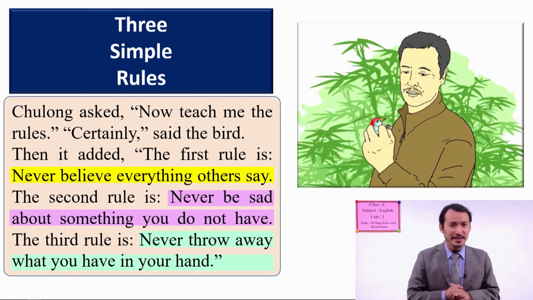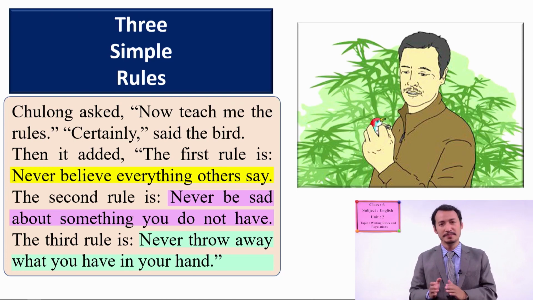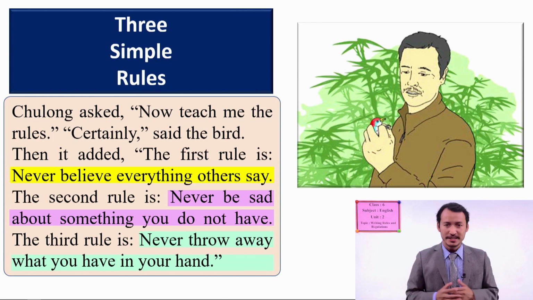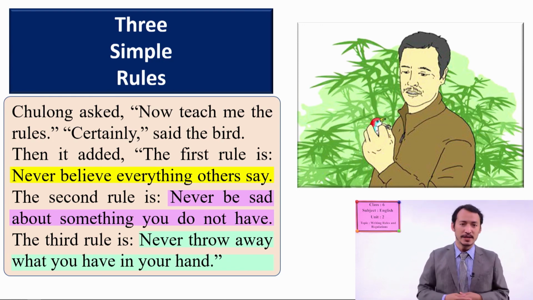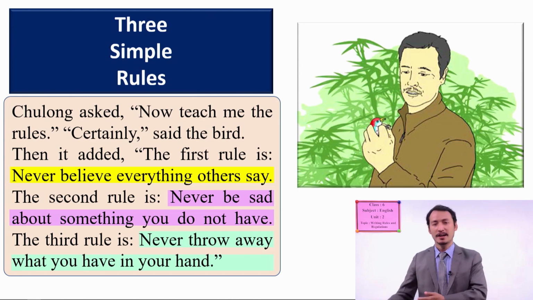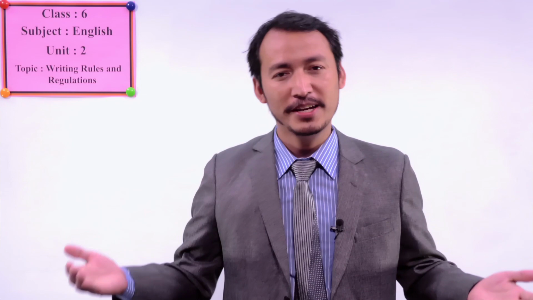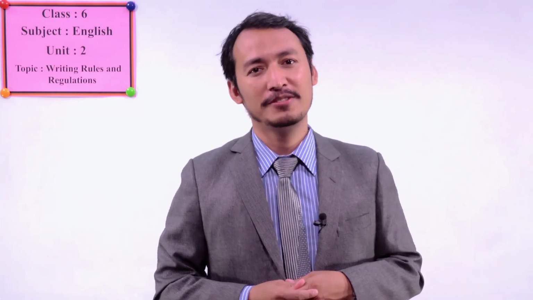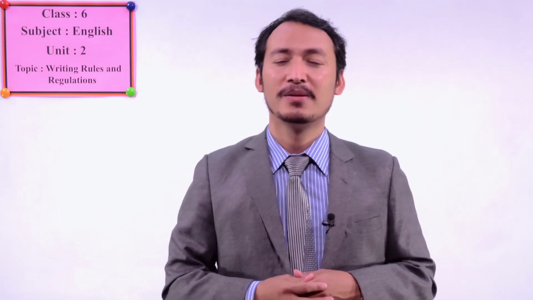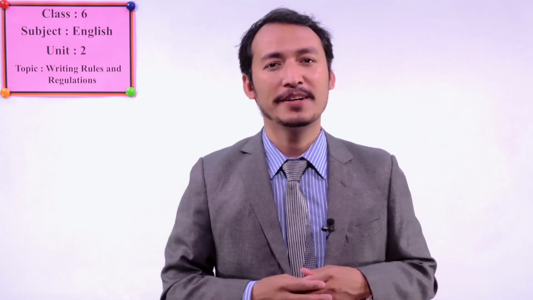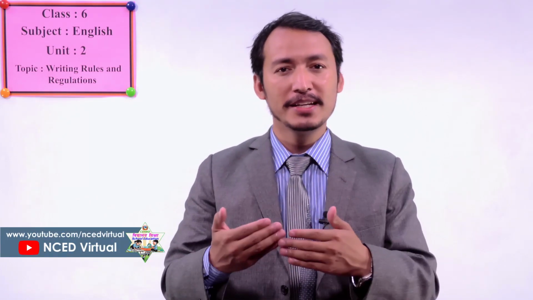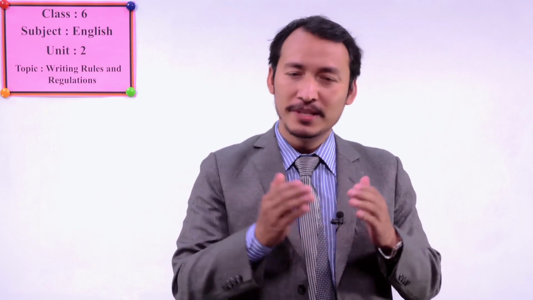Okay, these are some examples from the story for our writing rules. So you can follow this type of sentence as well. You can say never throw litter, never throw plastics in your classroom, or never fight with your friends. Likewise, you can write your rules as well. So this can be one example to help you. Okay students, are you getting me? Please keep notes of these things.